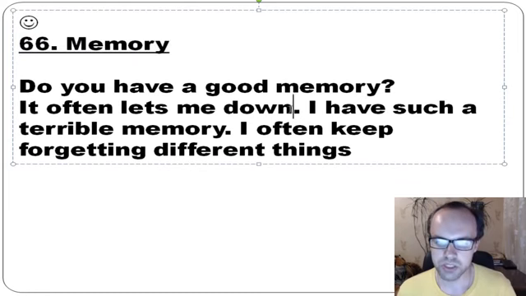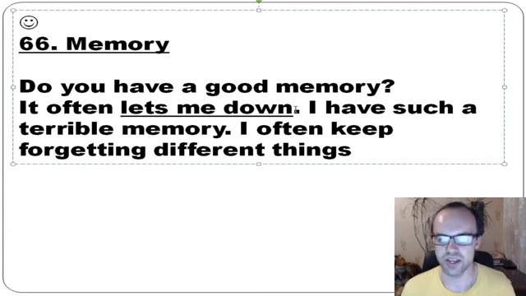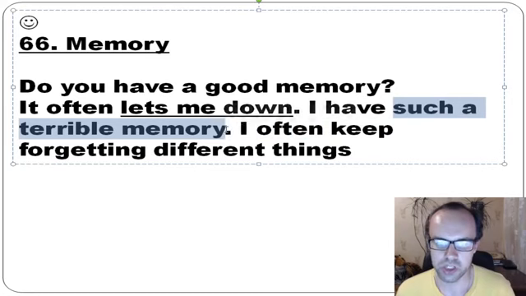Memory. Do you have a good memory? It often lets me down. So let down means I can't rely on it. I can't rely on it. So I often forget things. I have such a terrible memory. We say such a plus adjective plus noun. Such a plus adjective plus noun.